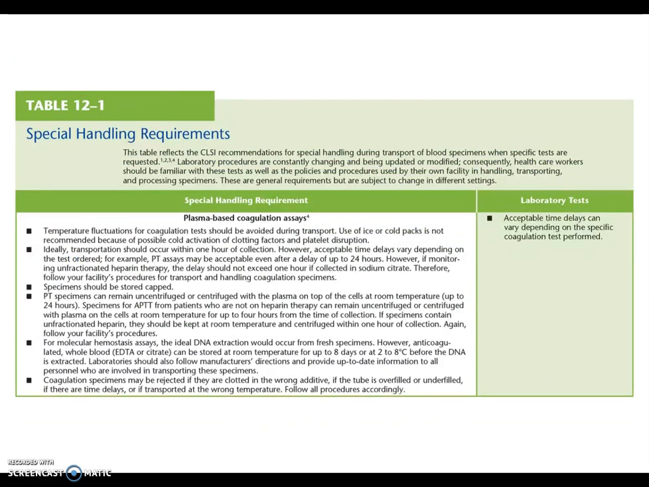I'm going to have you review this on your own. This is just going over plasma-based coagulation analysis. Some of these require that we separate the plasma from the cells within up to 24 hours, and also be aware that coagulation specimens may be rejected if they are clotted, underfilled, or overfilled.